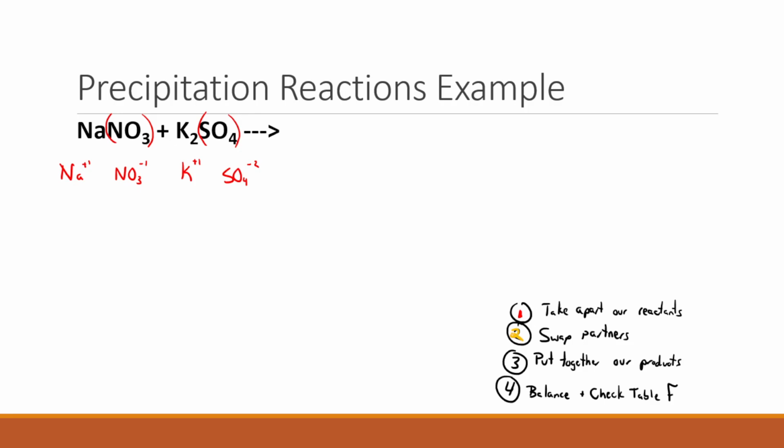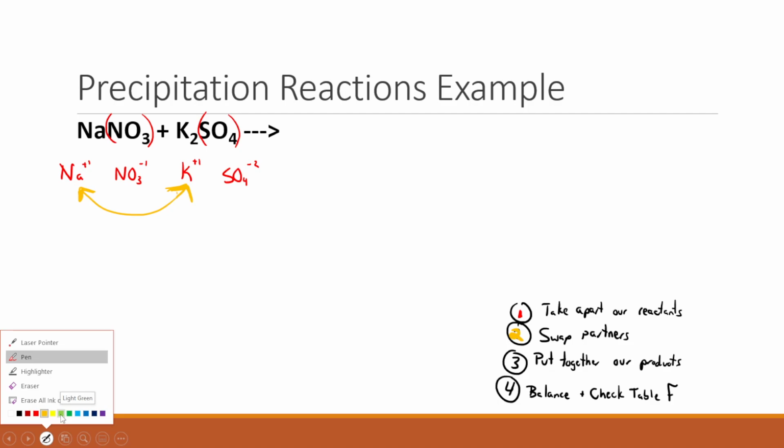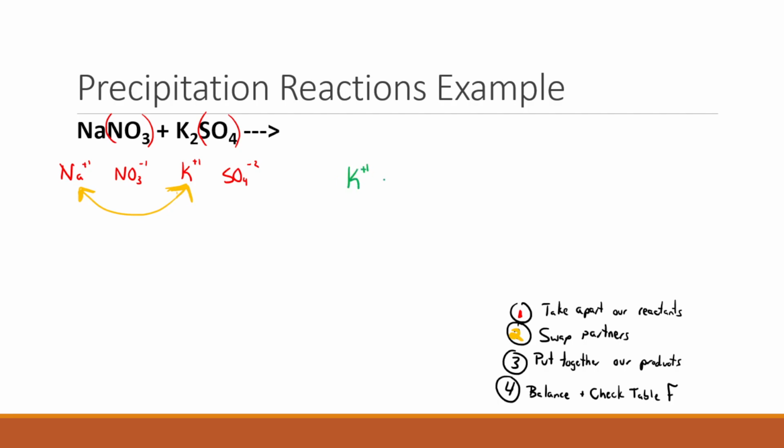The second thing I need to do, my second step here, is to swap partners. I need to take the Na and the K and swap them. They cannot remain paired with what they were paired with. They have to get new partners. So on the other side of my equation, I'm going to end up with the K paired with the NO3 and the Na paired with the SO4.